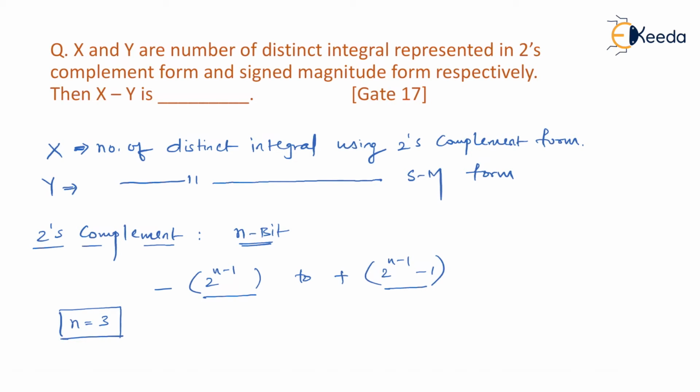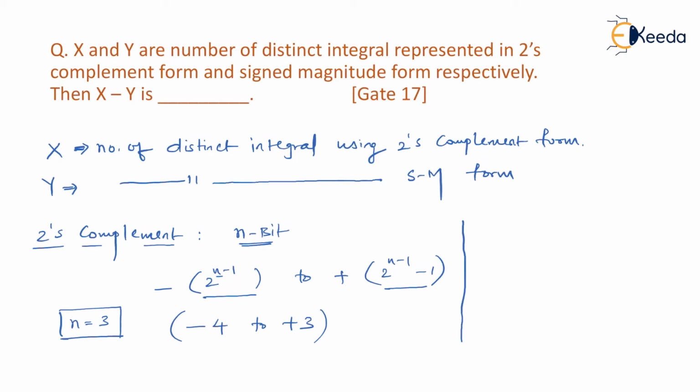So if I assume n equal to 3, now what is going to happen? With n equal to 3, 3 minus 1 will be 2. So 2 raised to 2 will be 4. So it is minus 4 to positive 3 is the range. This is for 2's complement using n equal to 3.